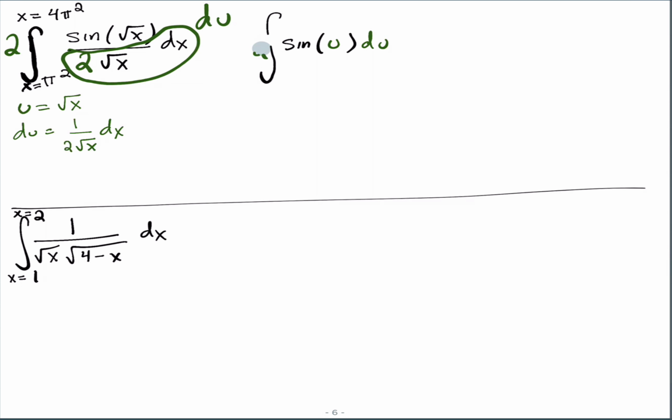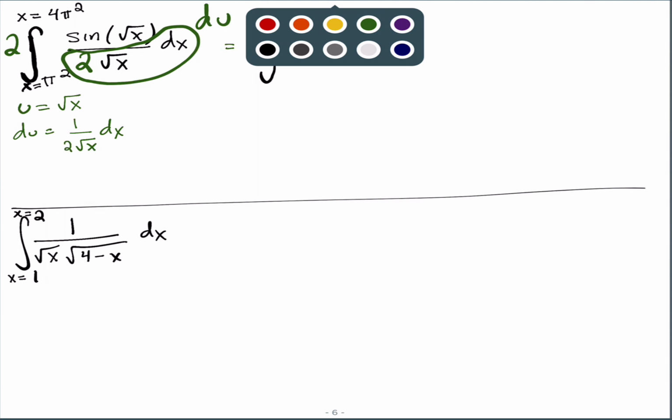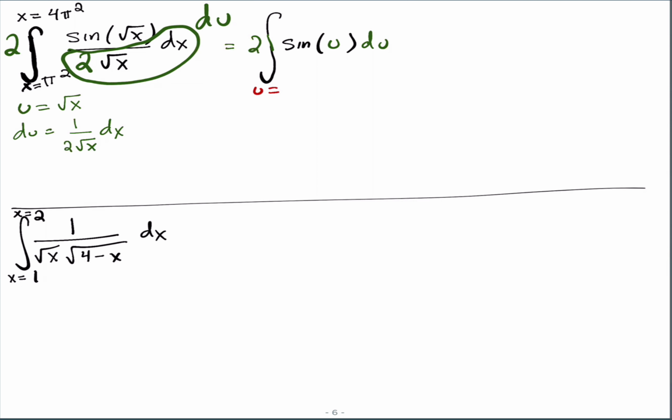Let me rewrite this a little bit. So 2 equals, okay. Now, the limits of integration, what do those change to? If u is root x, then when x is pi squared, u is going to be the square root of pi squared, which is just pi, right? And what about the top limit of integration? It would be the square root of 4 pi squared, which is 2 pi. Yeah? Okay. And then, let's see.